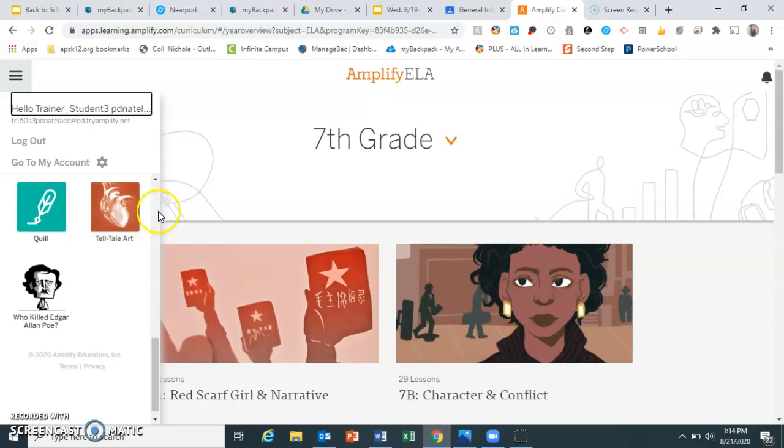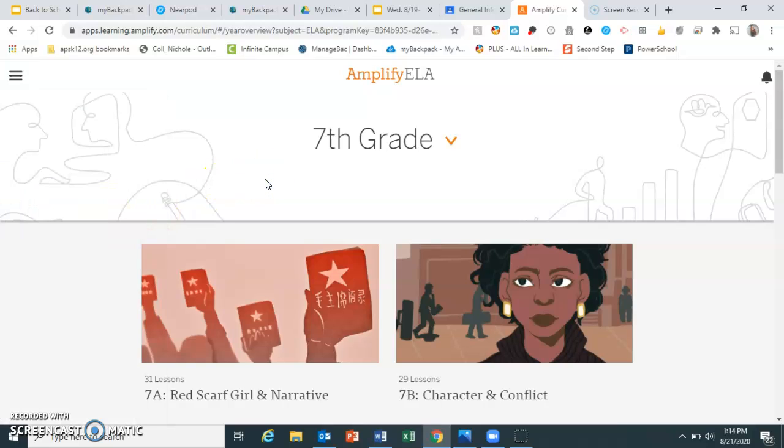We'll be going over more in depth how to use AmplifyELA in the next week whenever we actually start using the platform, but I hope that this gave you some sort of idea of what we're going to be doing this school year.